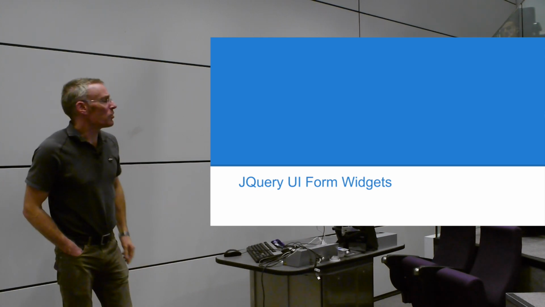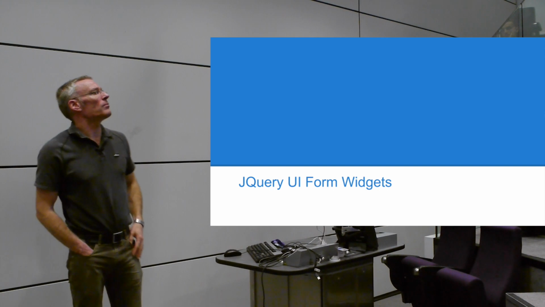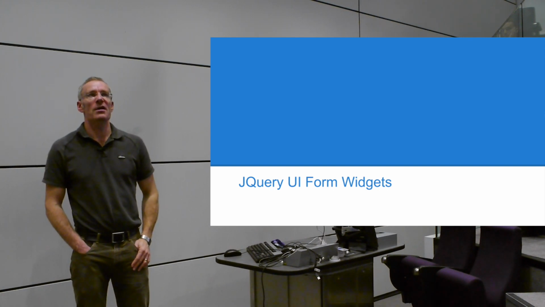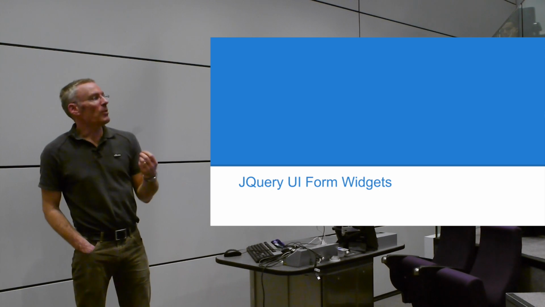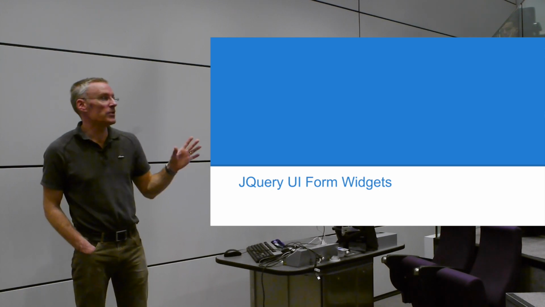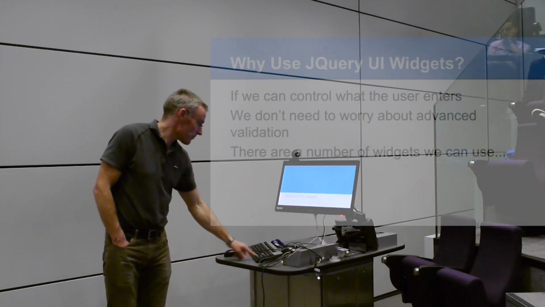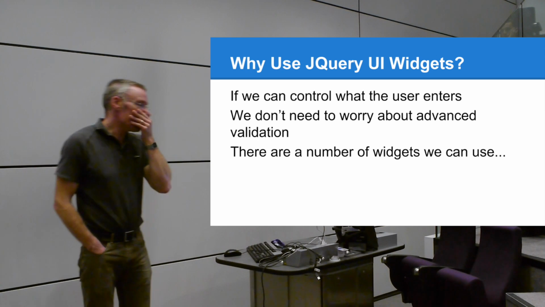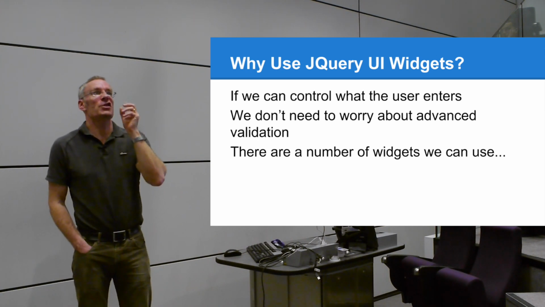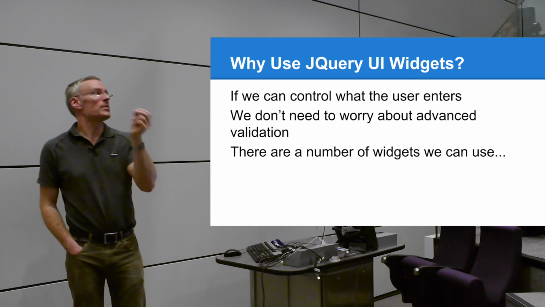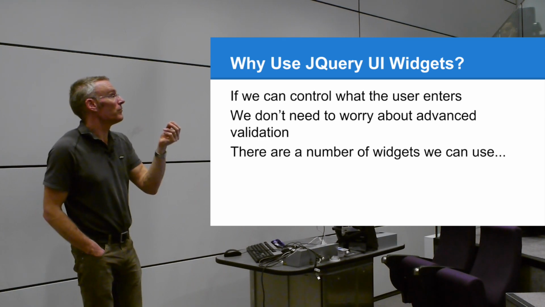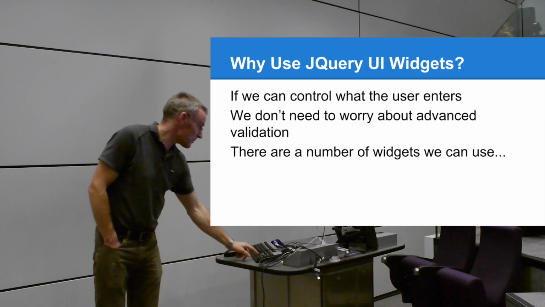The final thing I'm going to talk about is a couple of widgets in jQuery UI which you might find useful when you build your forms. I'm not going to go into detail on them, because you know how to use jQuery widgets. The trick here is to make it so easy for the user to enter the right value. Validation almost becomes a formality at the end of it.